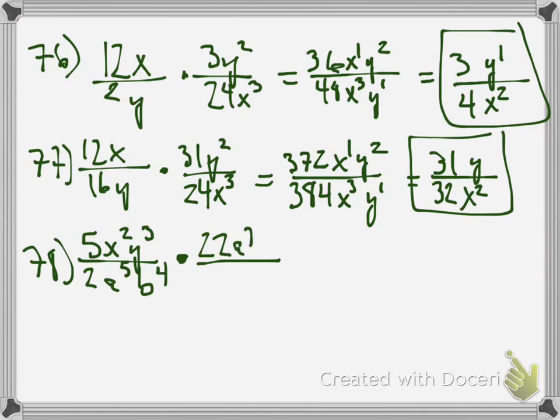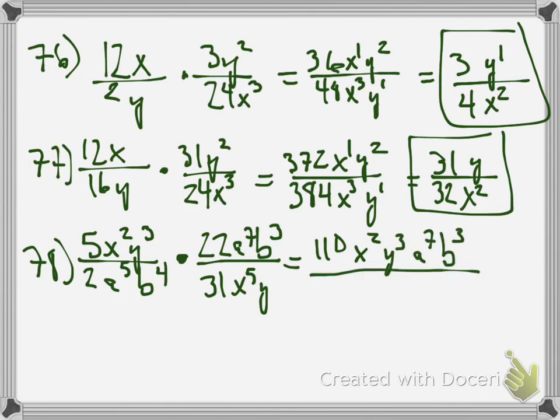So notice how, if you look at this, I've now flipped. Instead of saying 31x5y over 22a7b3, I'm now going to say 22a7b3 over 31x5y. So when I multiply this, 5 times 22 is 110. And then I've got all these x's, y's, a's, and b's. 2 times 31 is 62. And then again, I've got all these y's, x's, b's. 110 over 62 is 55 over 31.